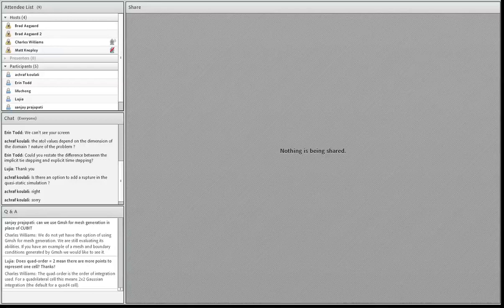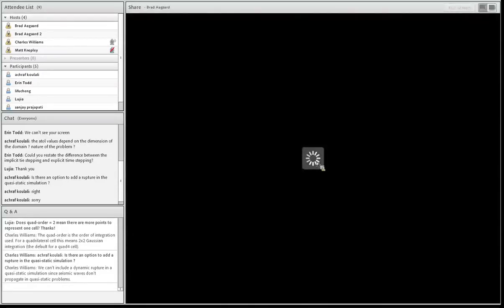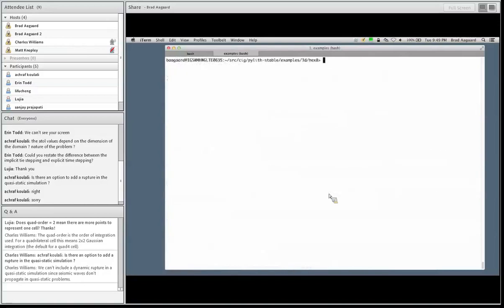Start heading in that direction until I see a question. So let's go back to 3D Hex 8, step 14.